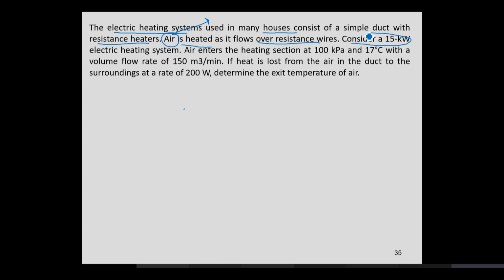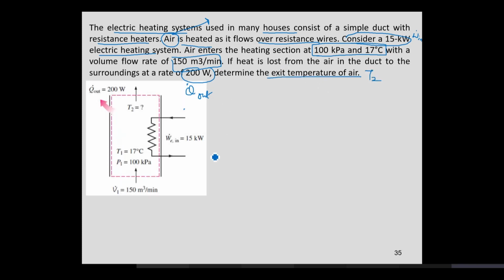Consider a 15 kilowatt electric heating system. That means this 15 kilowatt is essentially the W dot into the system. Air enters the heating section at 100 kilopascal and 17 degrees centigrade. These are the inlet conditions, and the volume flow rate is 150 meter cube per minute. If the heat loss from the air to the duct surroundings is 200 watt, this is Q dot out or loss per system. Determine the exit temperature, which is T2.